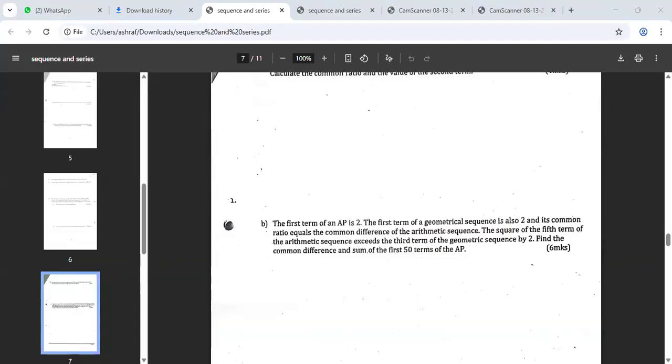So I got D as 0. Common difference is 0. And sum of 50 terms is 100. Good trial. Anyone else? Let's compare our answers. I got my D as -1 or -1/7. And my sum was -75 or -11/25.